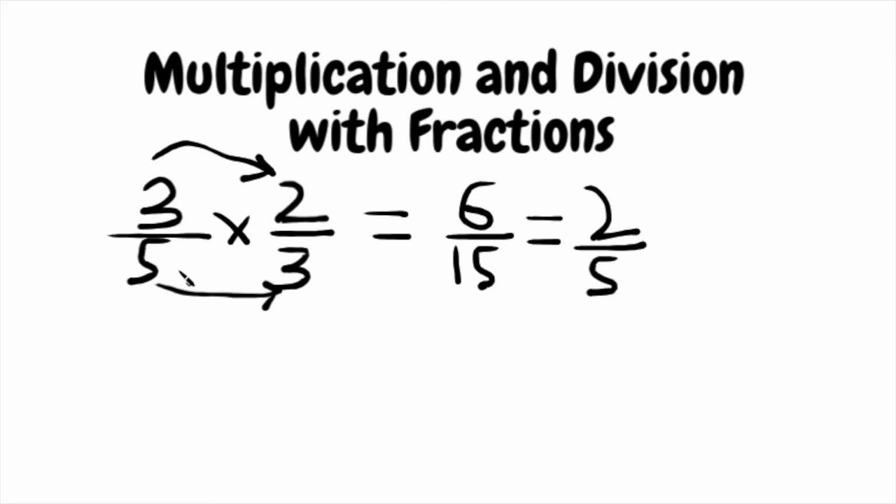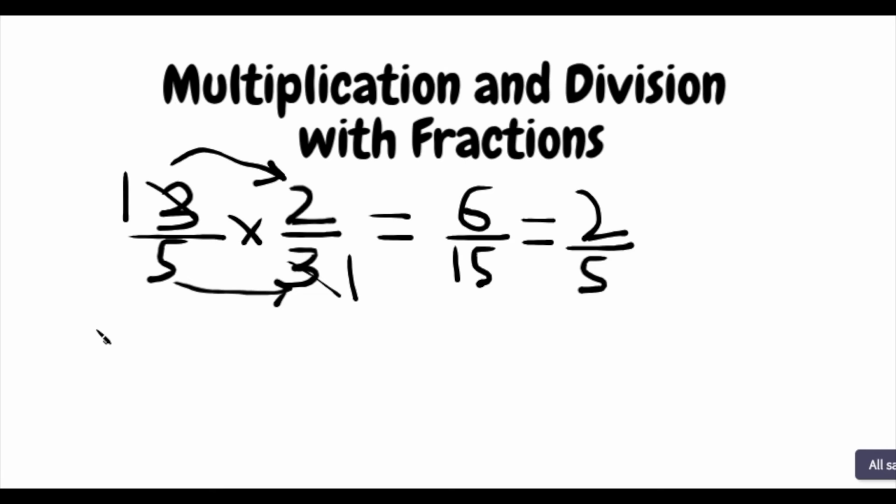So when you see 3/5 and 2/3, what we could have done is say, hey, there's a 3 here, there's a 3 here. Well, I can divide 3 out of each fraction, and 3 divided by 3 is 1. So you have 1/5 times 2/1. Well, that's 2/5. So you can do it that way. But let me explain quickly why I don't like to teach that way too much.